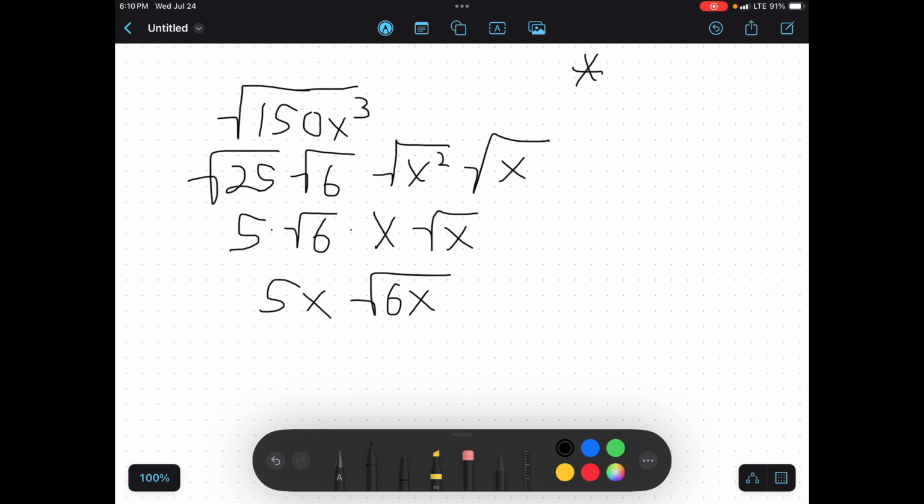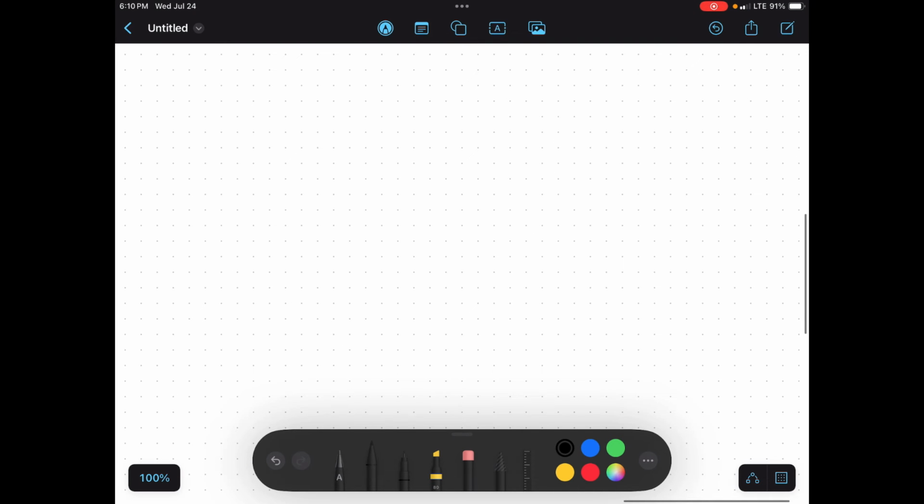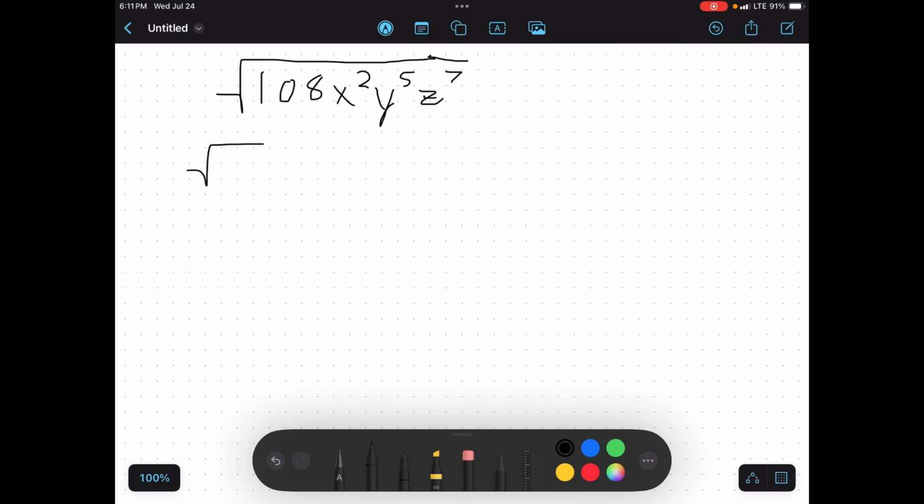So now let's look at an even more complicated example. Let's see the whole thing in action. So let's go with the square root of, how about 108 x squared y to the 5th z to the 7th. That's a nice big ugly radical. So first I need to make square roots for my numbers. I don't know what the numbers are going to be just yet, but two numbers are going to multiply to 108. And I'm also going to have x squared.